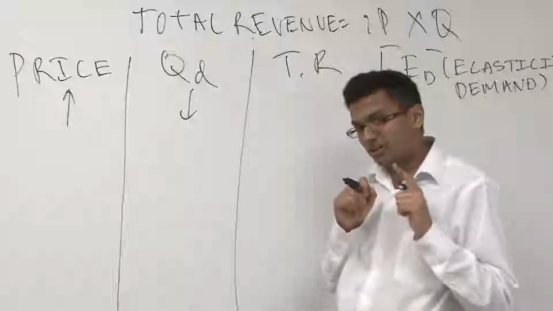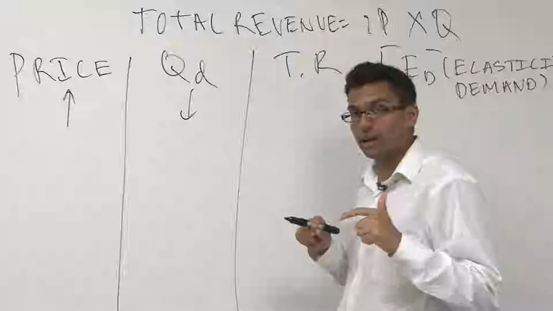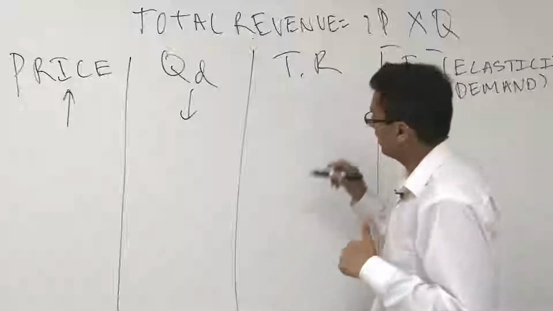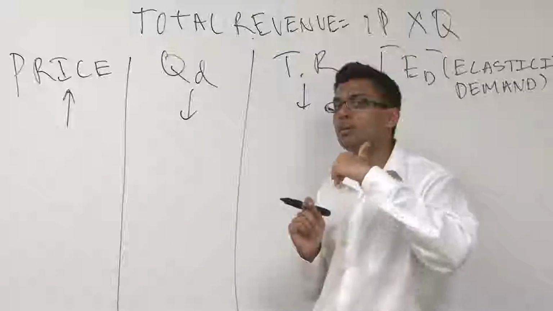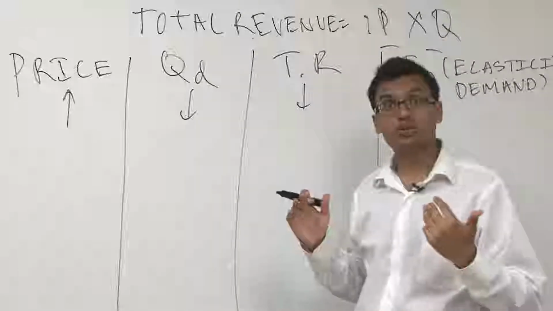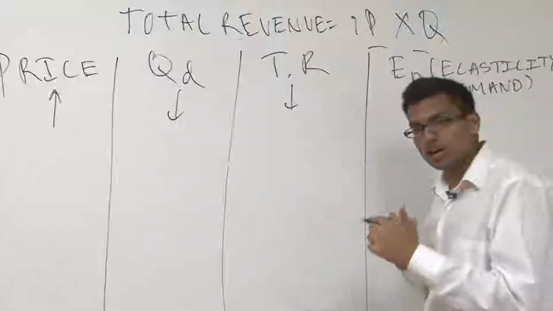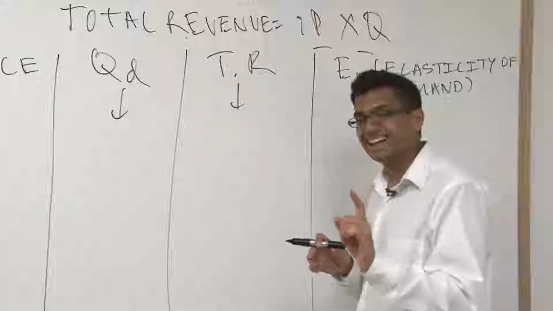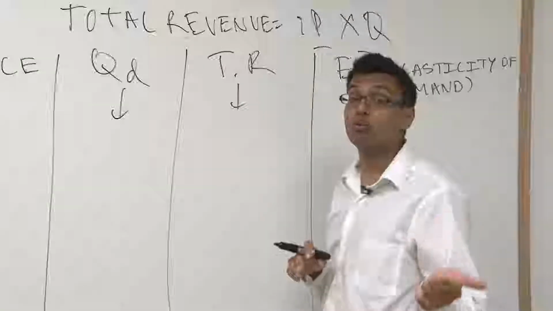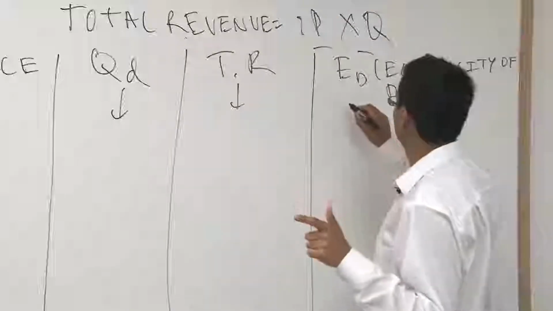So here's what I said: my P goes up, my QD goes down. What happens to my total revenue in this one? Let's say that it actually goes down. So my price went up, quantity demanded goes down, and my total revenue goes down. For those of you who understand the perspective of elasticity, what that really means is that the elasticity is greater than 1. What does that mean? It's elastic.